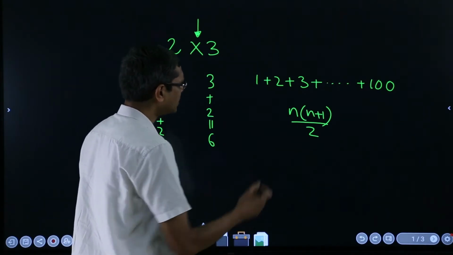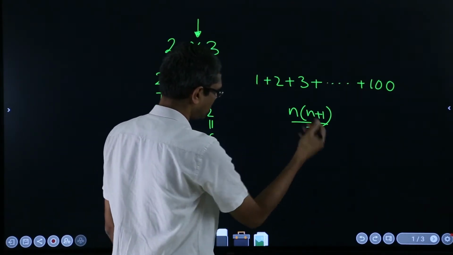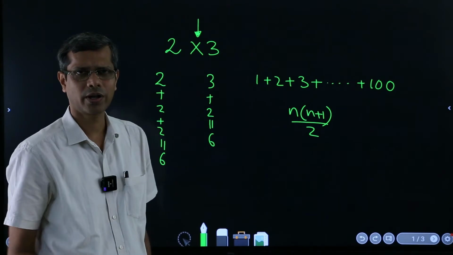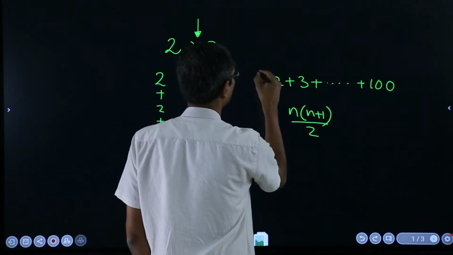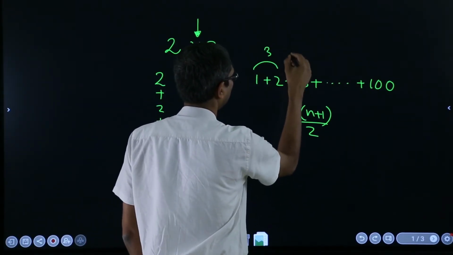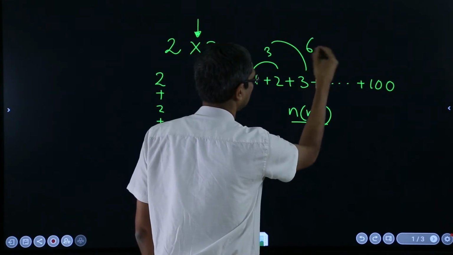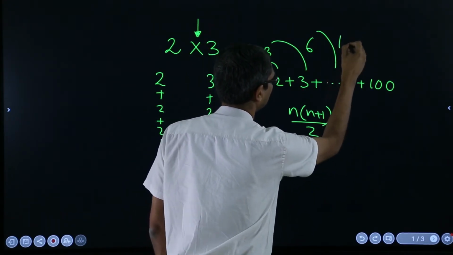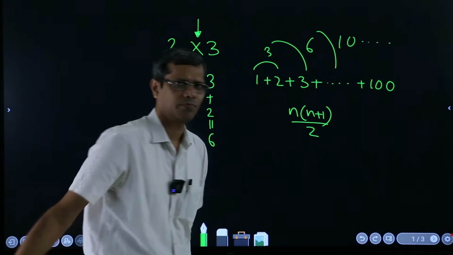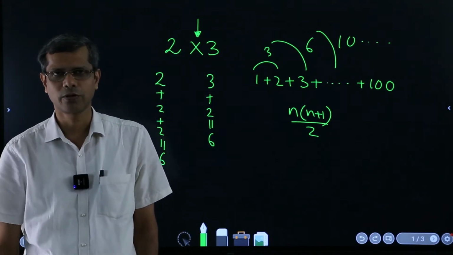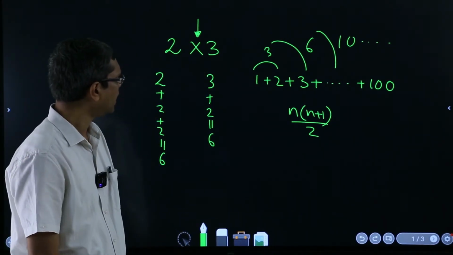So just keep on adding 1 plus 2 plus 3 with the result whatever you are getting. So 1 plus 2 you are getting as 3, then 3 plus 3 you are getting 6, 6 plus 4 you are getting as 10. So like that you keep on adding. The only thing is that you have to have a lot of patience, and that's it.